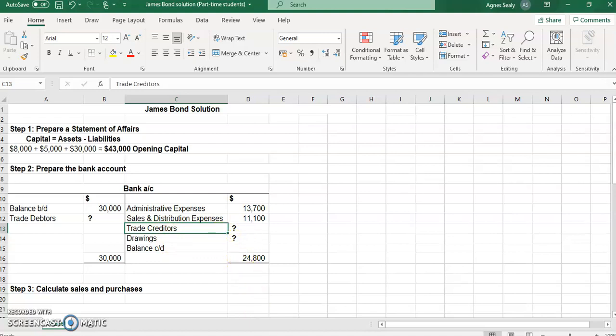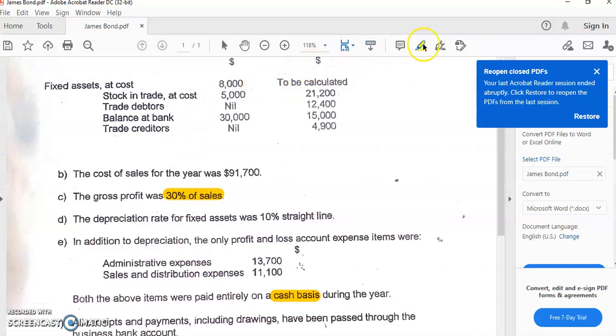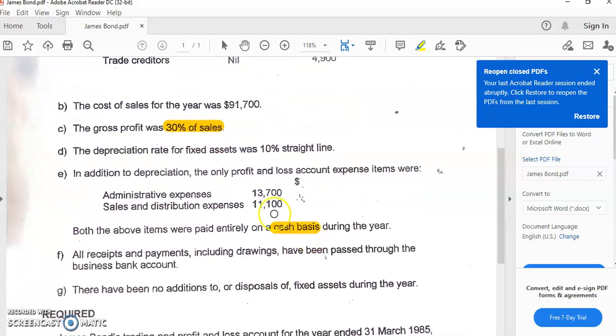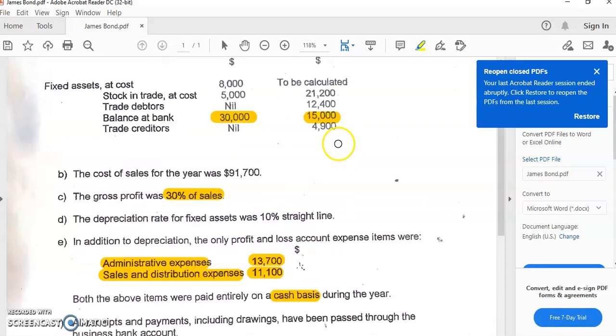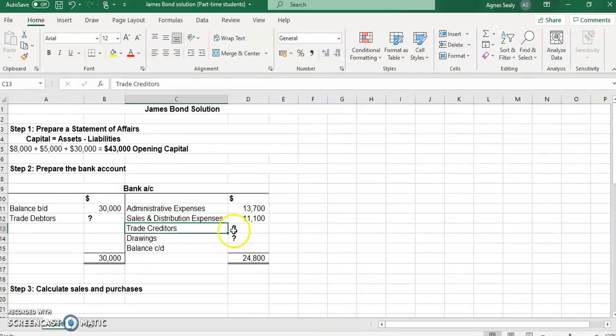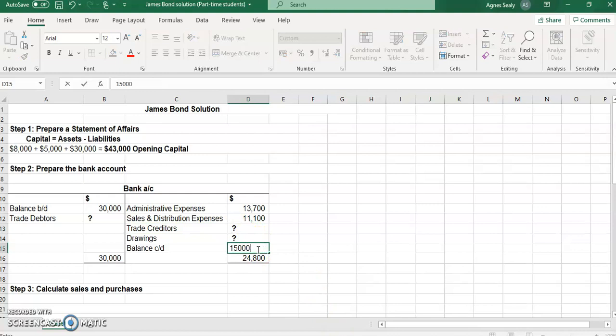But what we knew as well from the question was that our closing bank figure was $15,000. The opening bank figure is $30,000. Highlight our expenses that we knew as well: administrative expense, sales and distribution. We don't know our drawings. Neither do we know how much money we received from our credit customers, nor how much we paid our credit suppliers. But what we can enter is our closing balance for our bank. So let's enter that figure, $15,000.